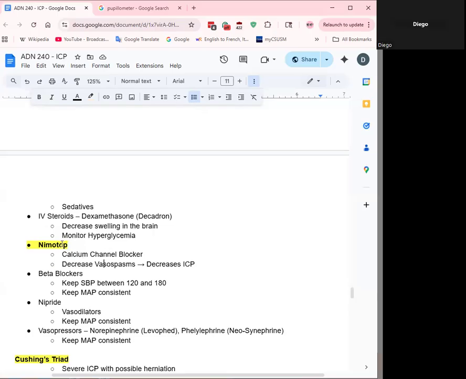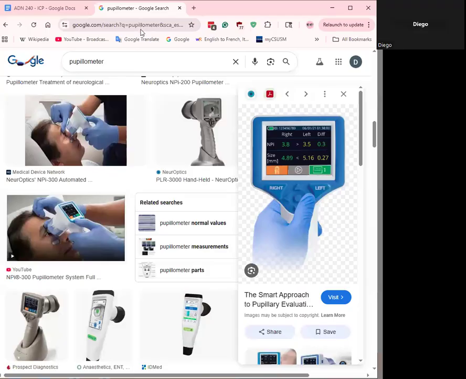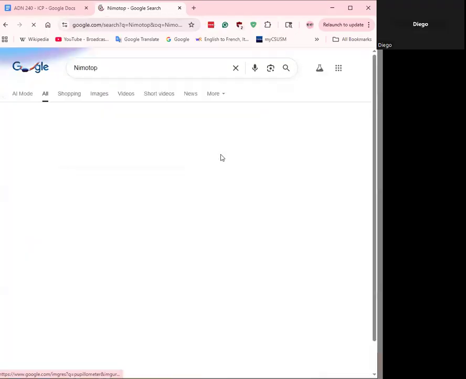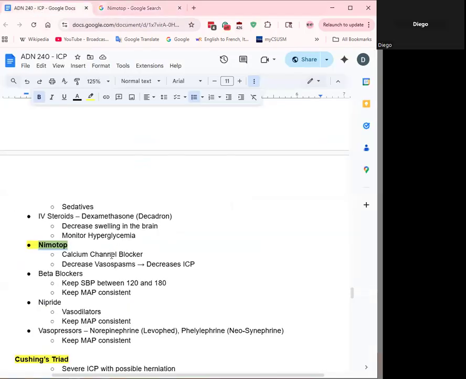Another medication is called Nimotop. I think it's nimodidine, is the generic. Nimodipine, which is a calcium channel blocker.